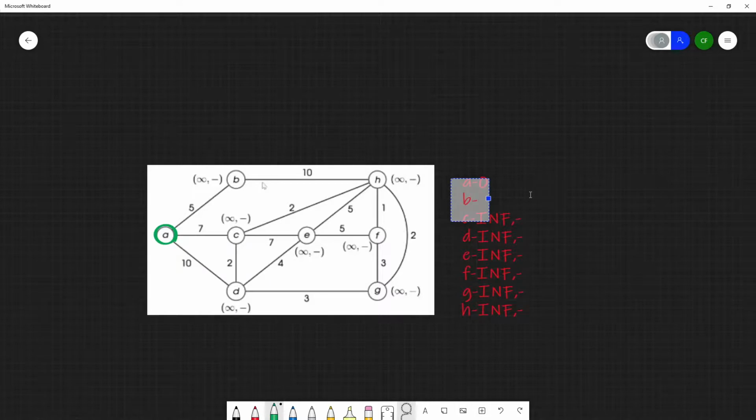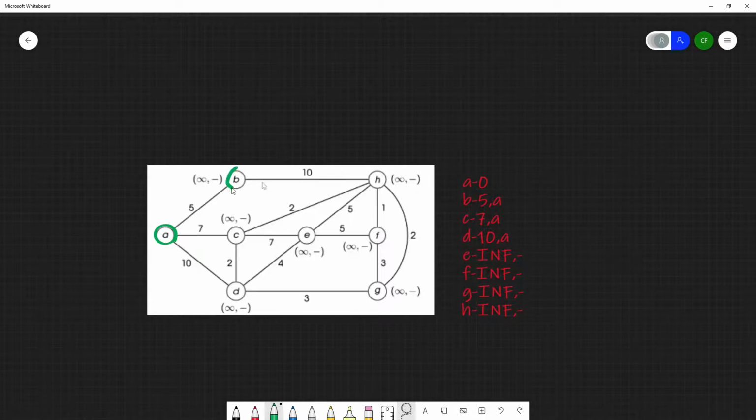B has a cost of 5, and it comes from A. C has a cost of 7, coming from A. And D has a cost of 10, coming from A. Now, this doesn't have to be resorted because it's still in order. So, B, we expand B next.